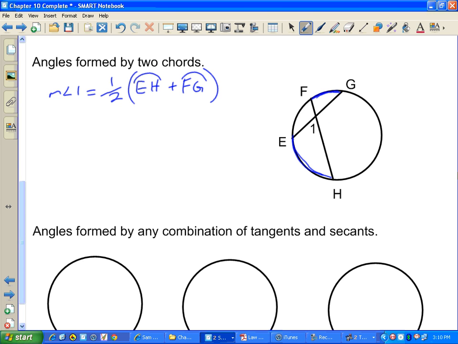We could do angle 2 here. The measure of angle 2 would be half the sum of GH and FE. Okay, so it's kind of the vertical angles, the two arcs that would correspond to those. You add them up, divide by 2. Okay, so to get angle 2, I'd add this one and this one.